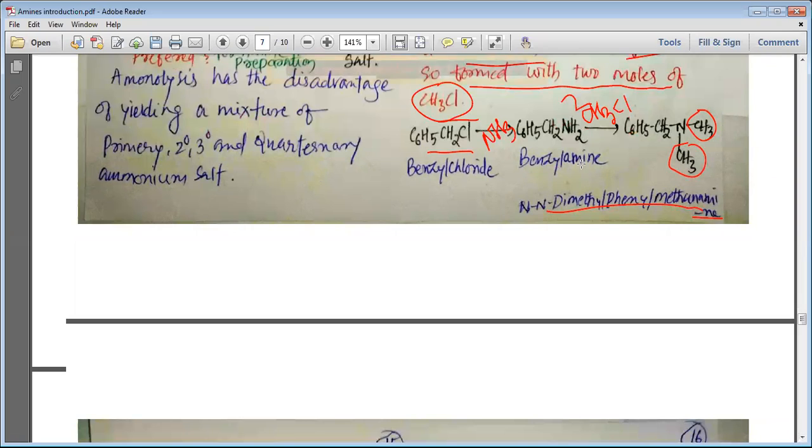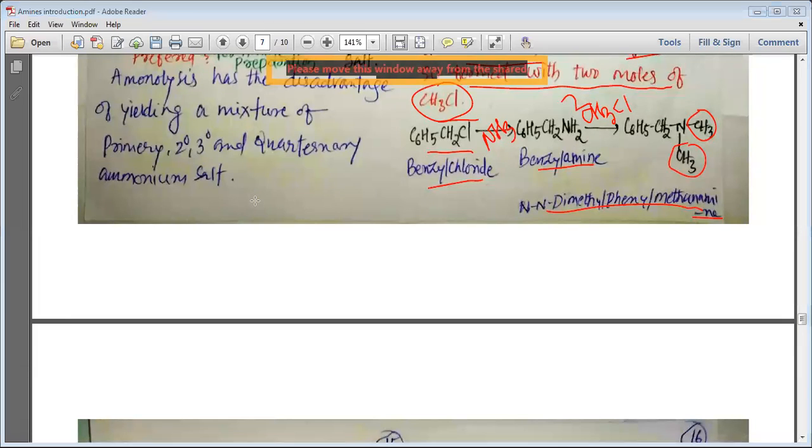So here we get the benzylamine because of the reaction of benzyl chloride with ammonia. When the benzyl chloride reacts with the ammonia, we get the benzylamine, and then benzylamine reacts with the 2 moles of CH3Cl to give us the N,N-dimethyl phenyl methanamine.